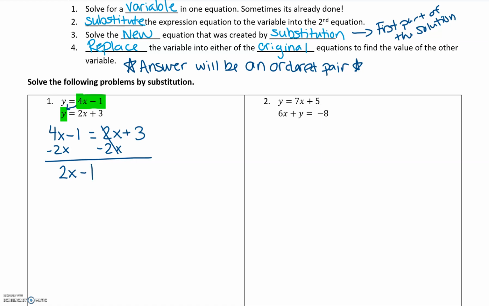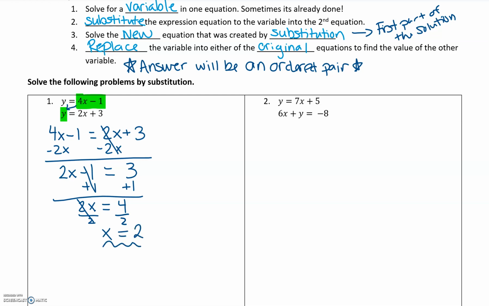I still have a minus 1. Then there's my equal sign. 2x minus 2x goes away to 0, and I just have a 3 on the right-hand side. Now I want to solve for x, so I need to add 1 to both sides. This is going back to our solving skills. So we get 2x equals 4. Then we can divide by 2 to undo the multiplication, and we get that x equals 2.